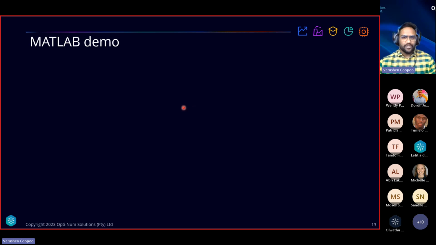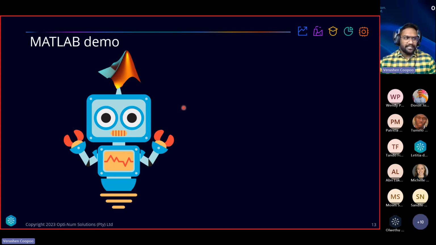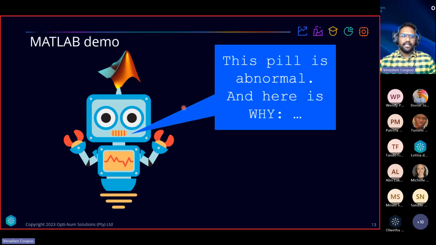Let's jump into our MATLAB demo. This is the point at which I'm going to show you how I taught a machine to see. What's a really important outcome here is we need the machine to tell us this pill is abnormal or this pill is normal, and we need to know why. And that's a really important part of machine learning explainability.